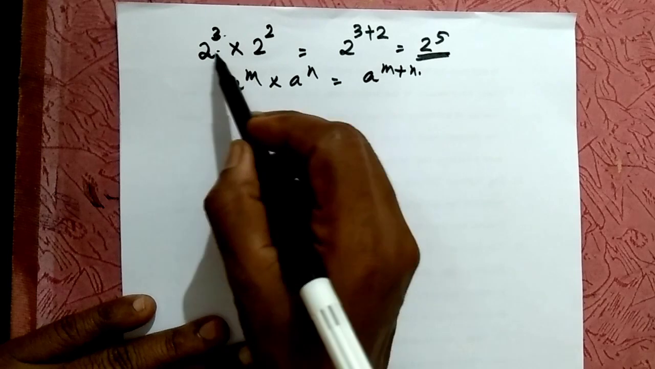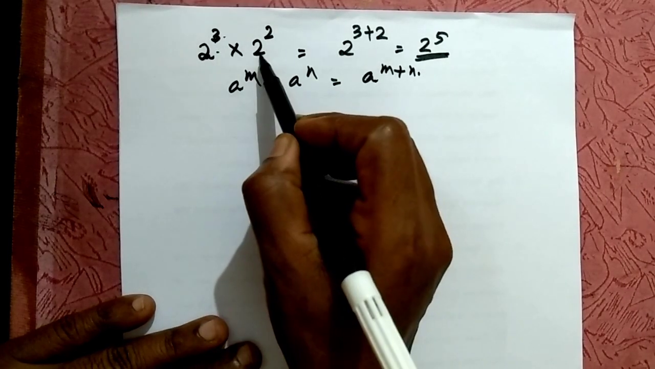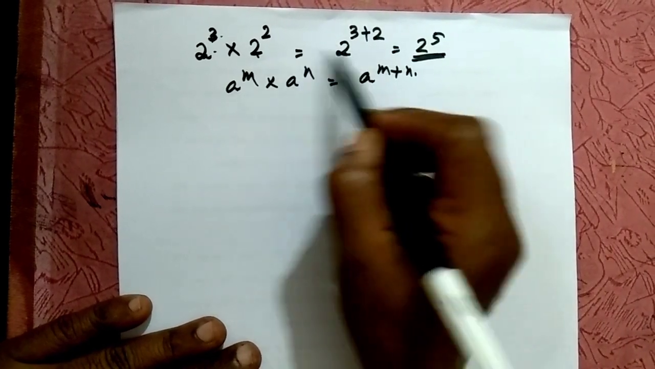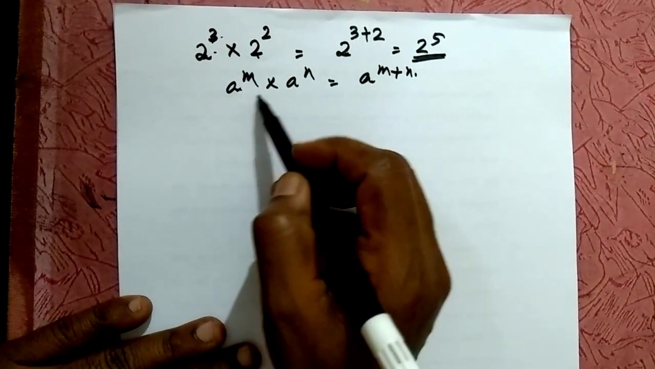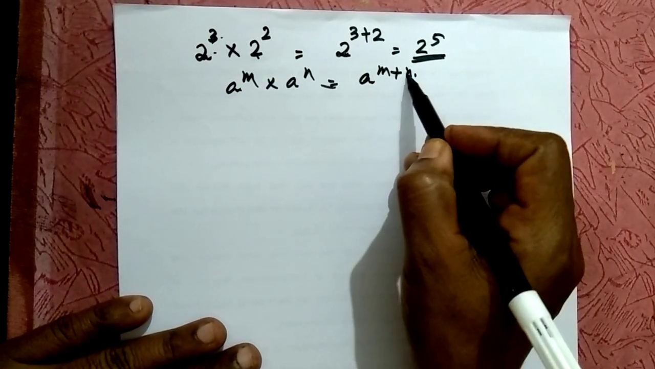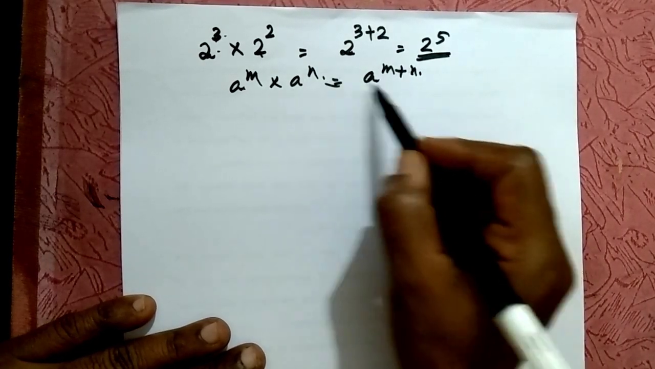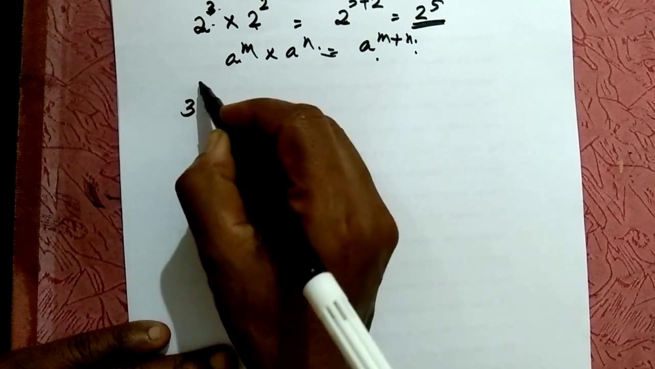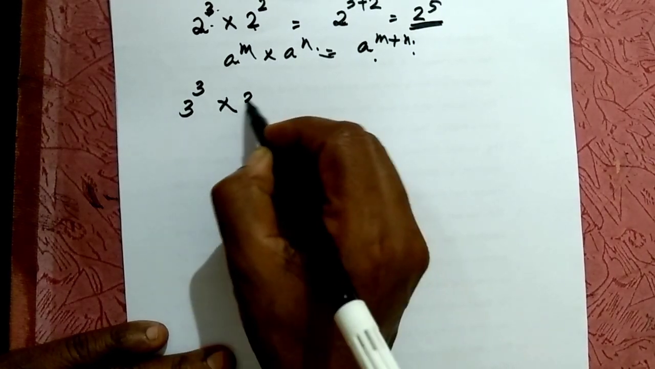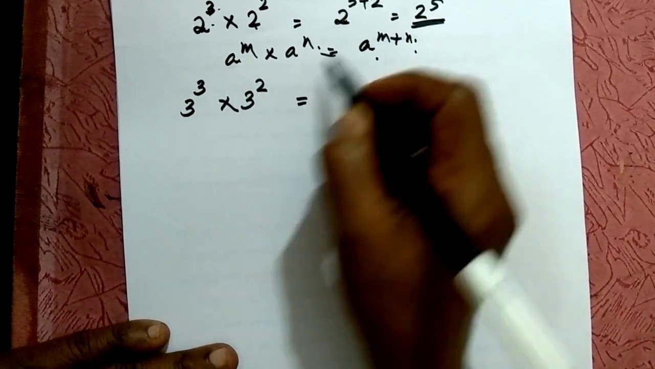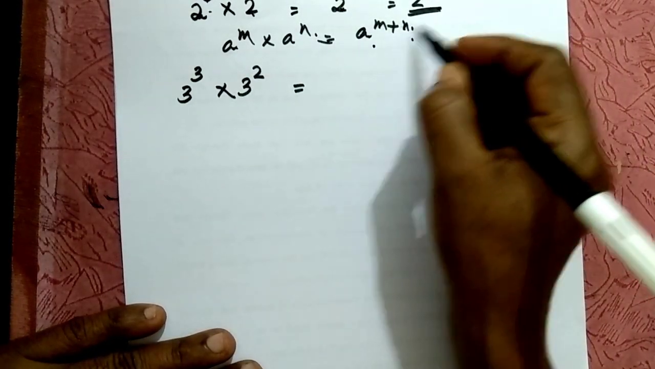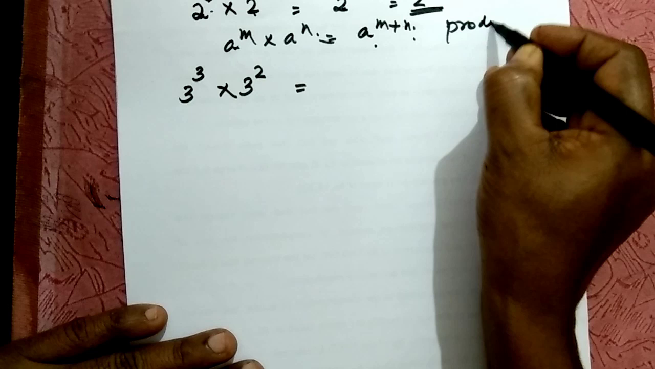So same base, the result has the same base and the powers are to be added. That is a raised to m into a raised to n is equal to a raised to m plus n. Then 3 raised to 3 into 3 raised to 2. Same law, this is the product law.